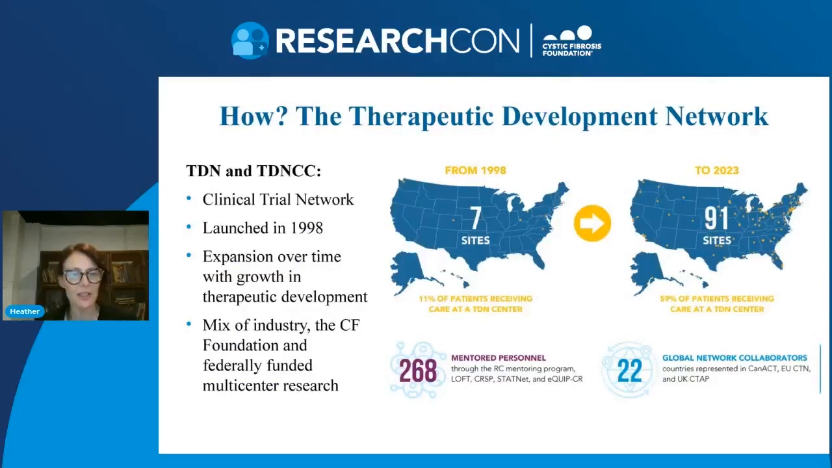So how does the foundation conduct research? Well, that's through the Therapeutic Development Network, or the TDN, and the TDN Coordinating Center, or TDNCC, which is located in Seattle, Washington, and is the coordinating center and manages all the sites for the network. The TDN was launched in 1998 and included 7 sites and has expanded and grown over time to now include more than 90 research centers across the United States.